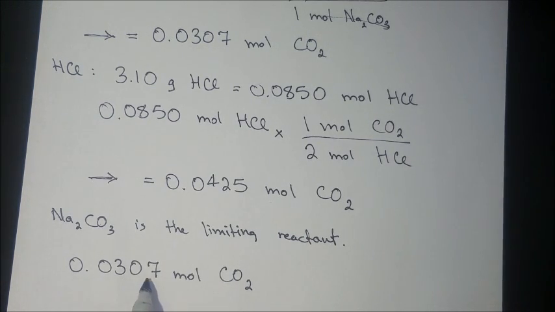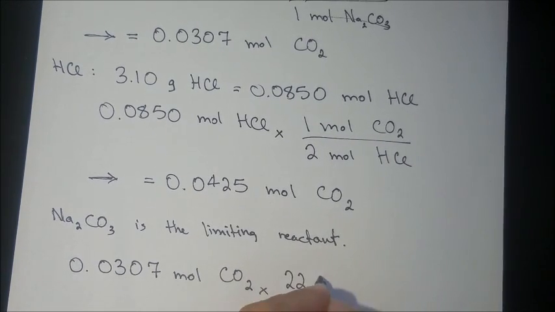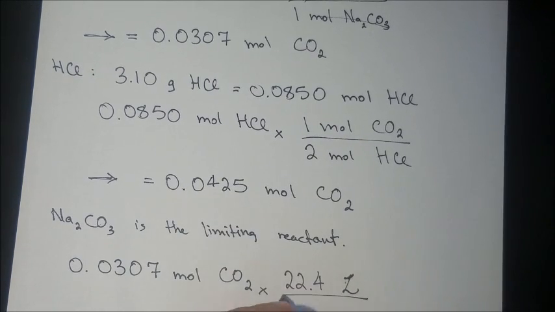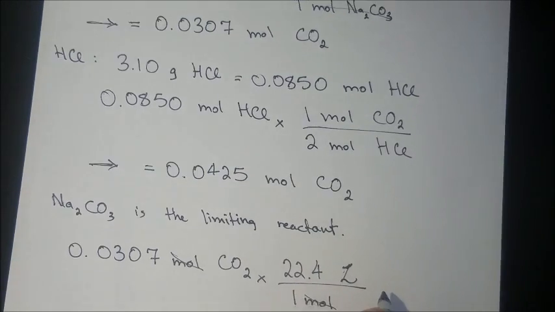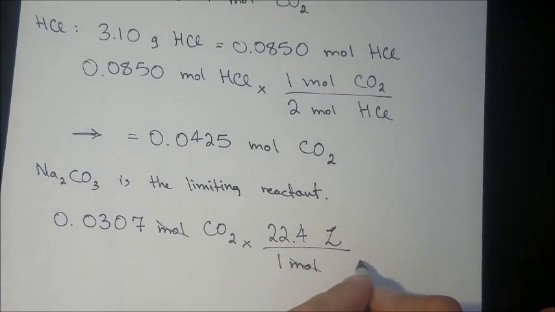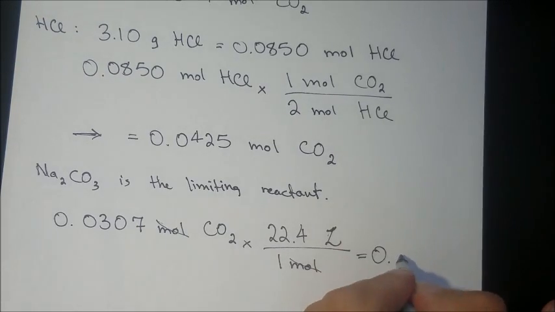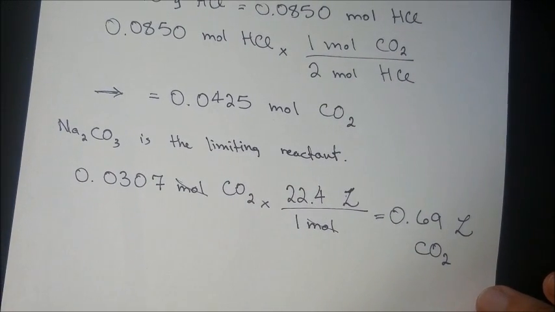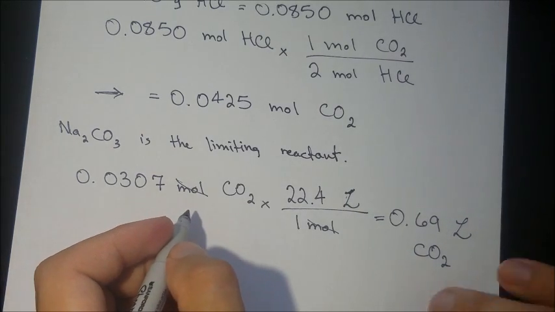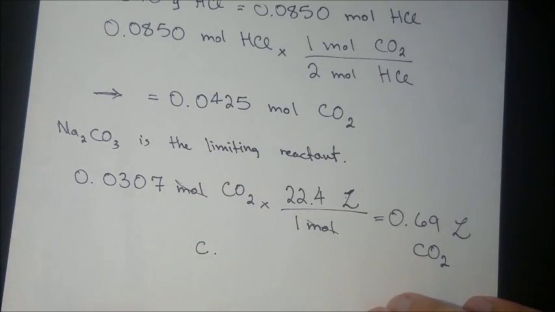So if we have 0.0307 moles, then we can figure out how many liters that is going to occupy. So our moles cancel, and we go into liters, and what that's going to give us is 0.69 liters of CO2. So the answer that corresponds to is C, 0.69 liters.